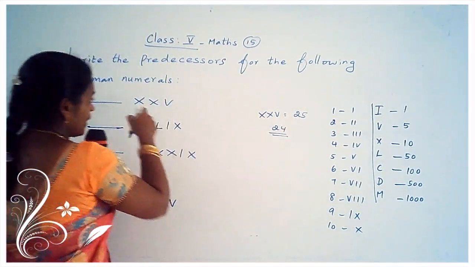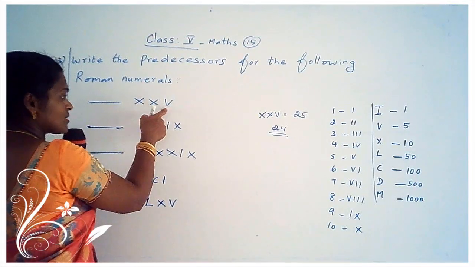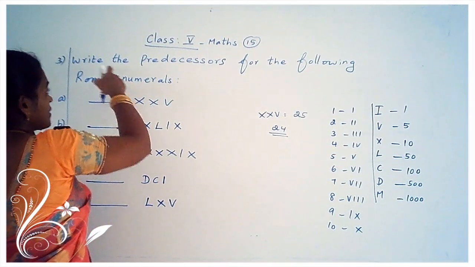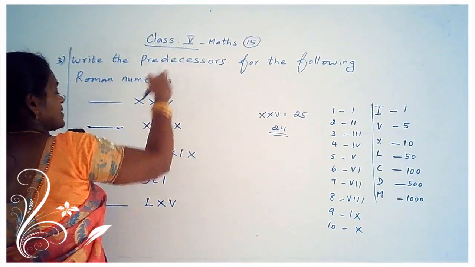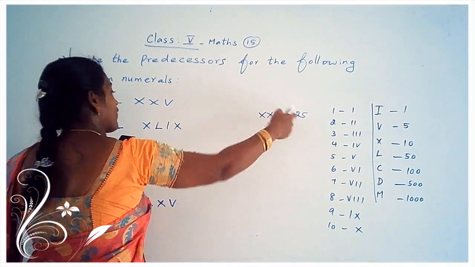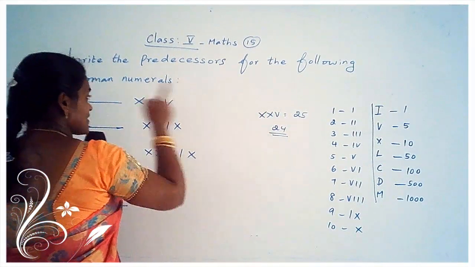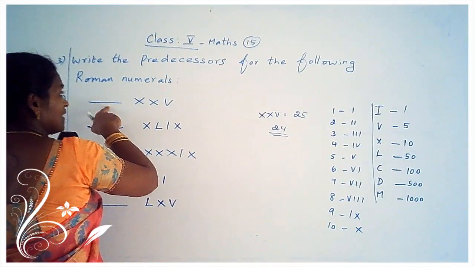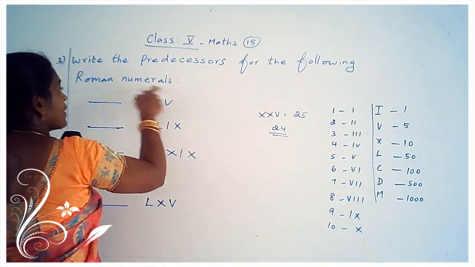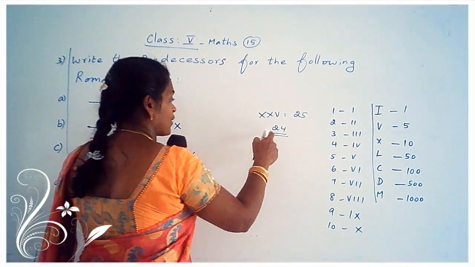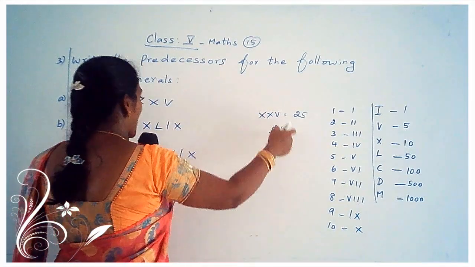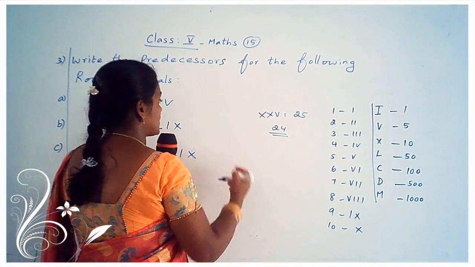Yes or no? Now what have they given us? They have given 25. But your answer, what do we need? Write the predecessor. So the predecessor of 25 is 24. So your answer is 24 only. But we want here the numbers in Roman numerals. Okay, now you convert into Roman numerals. 24. How will you write 24 in Roman numerals?